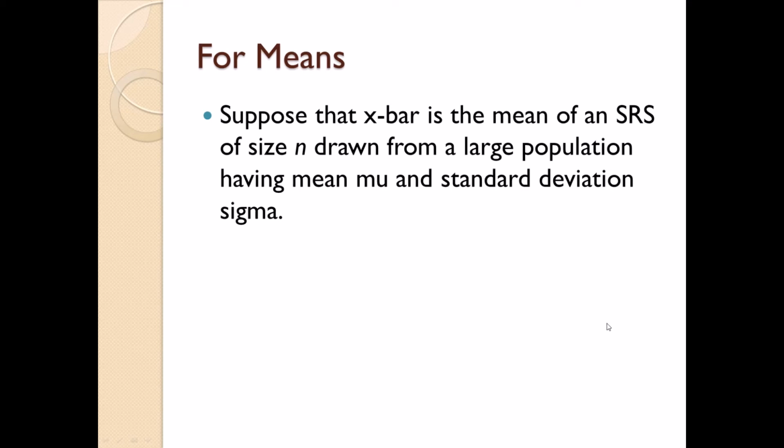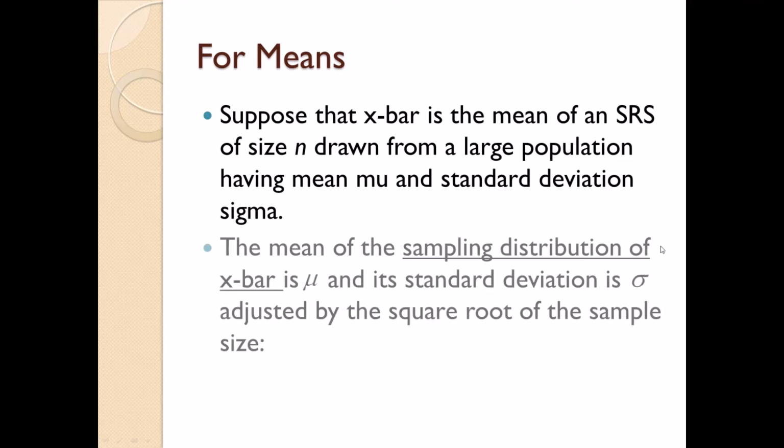All right, for means then. Now we'll move on to that. Suppose that x bar is the mean of a simple random sample of size n drawn from a large population and having a mean mu and a standard deviation of sigma. The mean of your sampling distribution, the average for all possible samples of a given size of all those x bar values, is the true value for the population, and its standard deviation is sigma divided by the square root of n.